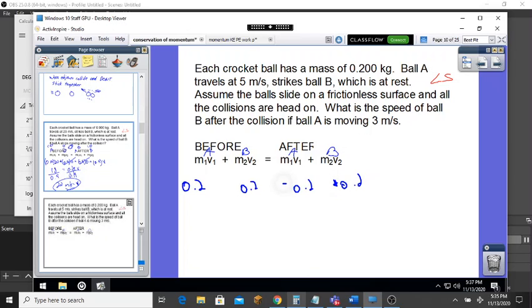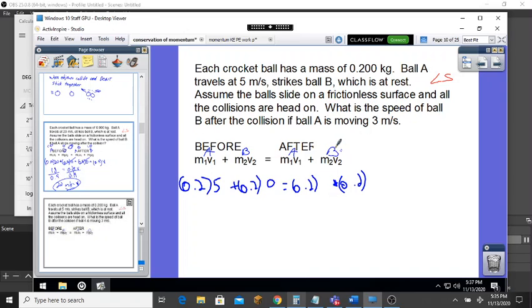And that's a plus right there, equals. Okay, and let's put these guys in parentheses so that they can be separated. Now we know how fast ball A is going. Ball A is going this fast, velocity 5. Ball B is at rest, so the velocity of B is 0. Assume that they slide on a frictionless surface. What is the speed of B?